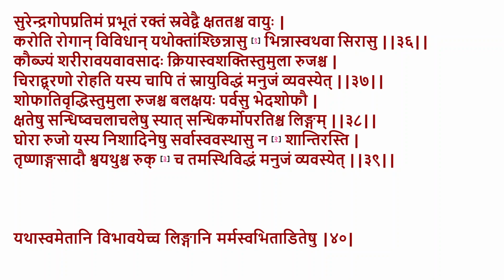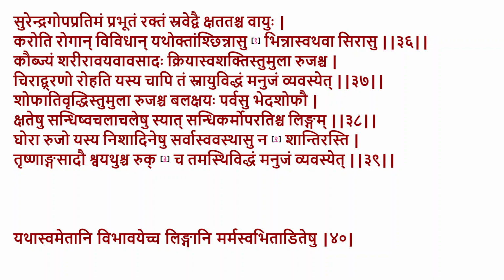The complications which can occur due to impaired hemostasis or bleeding could be Kaubhyam, Sharira Avayava Avasadaha, Kriyasu Ashaktihi, Tumala Rujascha, Chira Buranaha Rohati, Yasya Chapi, Tam Snayu Vidham Manajam Vyavasthyata. If there is a Snayu Vidha, injury to the tendons, it can result in damage to the tendons and muscular structures. Then there could be visible deformities in the postoperative period, or any part of the body, like a limb, may not function properly, and kriyasu ashaktihi, the functions may be impaired.